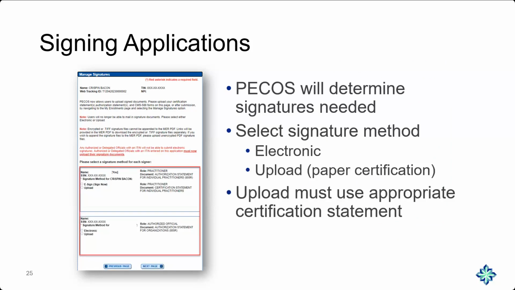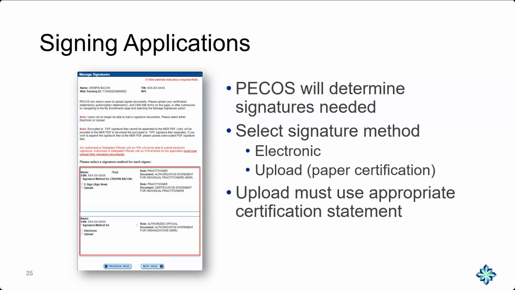PECOS will, based on the type of application that was submitted and the scenario that you agreed to, give you the signatures that are required, whether that's one signature or multiple. And it could vary. For instance, a reassignment is going to require two signatures, one from the provider and one from the authorized or delegated official. If you have an authorized delegated official, it will ask you who. It'll give you a drop-down list of the people that are eligible to sign. You can select, and then it will ask you for the signature.